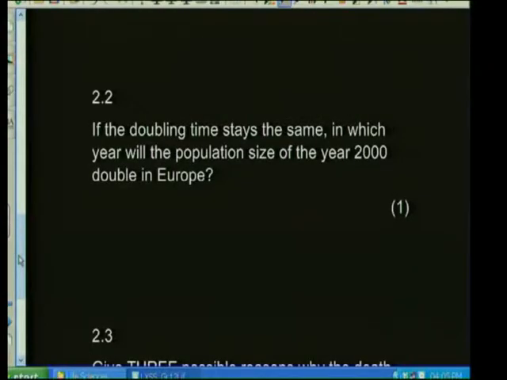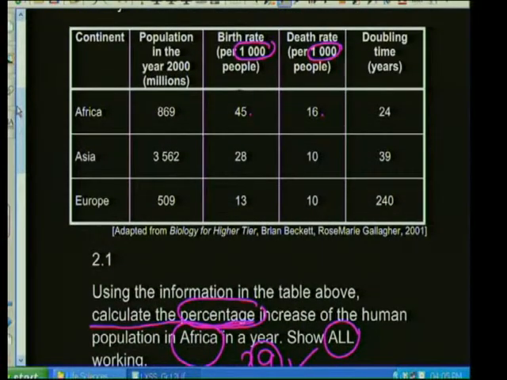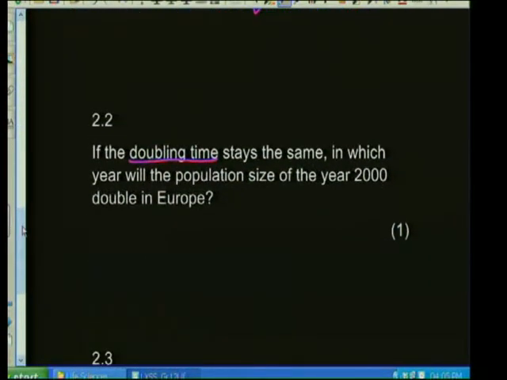Right, our question number 2. This was quite a tricky one, but not so tricky. If the doubling time, and I'm going to go back to our table slowly, right there, they gave you the doubling time. Africa 24, Asia 39, and Europe 240. If the doubling time stays the same, in which year will the population size of the year 2000 double in Europe?